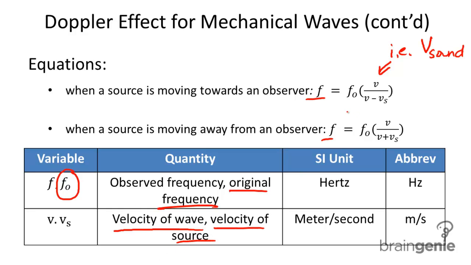These equations are essentially the same, except when the source is moving towards the observer, you do subtraction in the denominator. When the source is moving away from the observer, you do addition in the denominator. So when it's moving away, the frequency will decrease. When it's moving towards the observer, the frequency will increase because of these denominator changes.